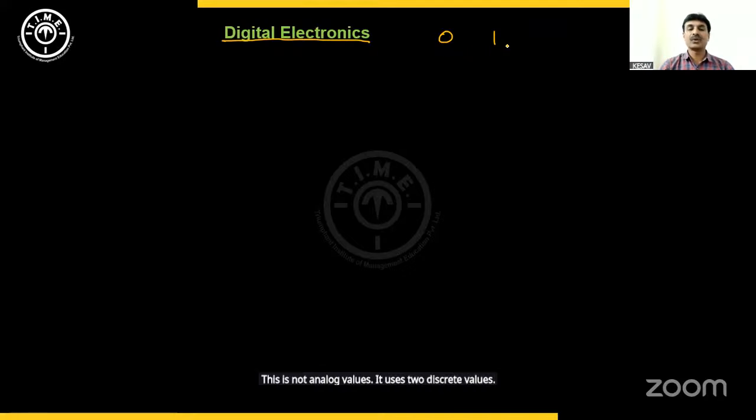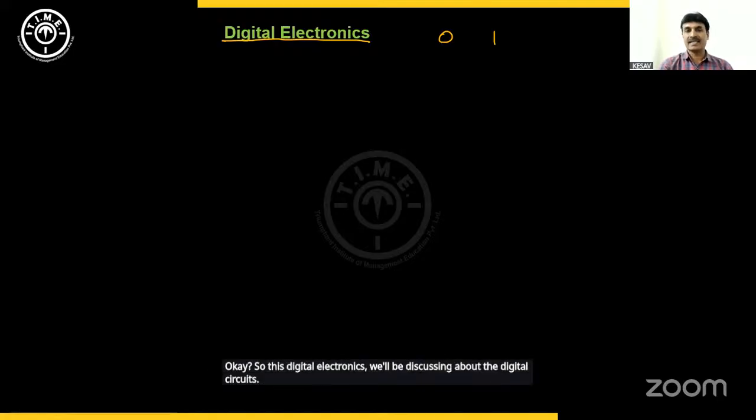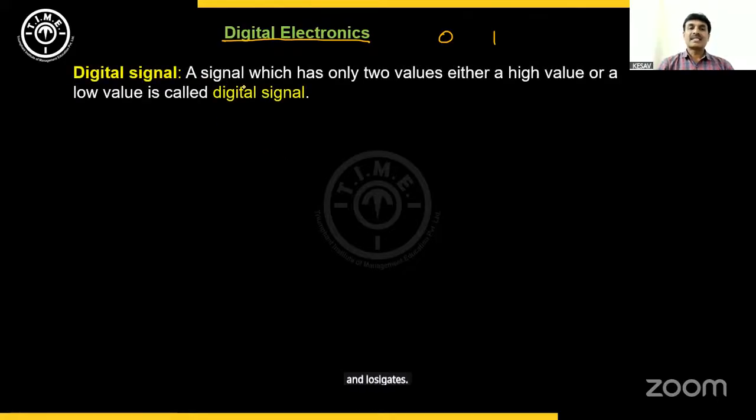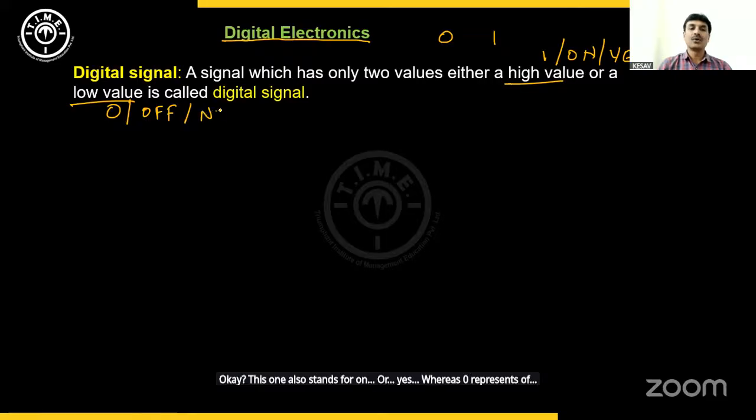0 and 1, also known as binary values. Okay. So in this digital electronics, we'll be discussing the digital circuits and logic gates. The digital signal is one which is either a high value or a low value. 1 stands for high value, and 0 stands for low value. This 1 also stands for on or yes, whereas 0 represents off or no.